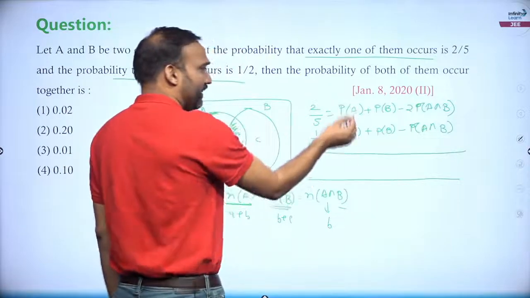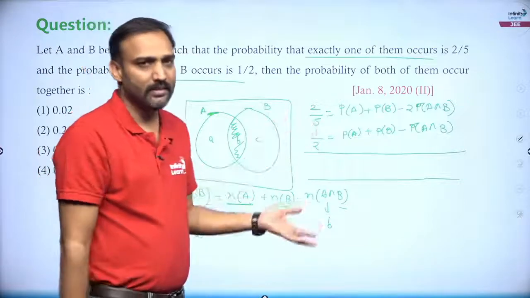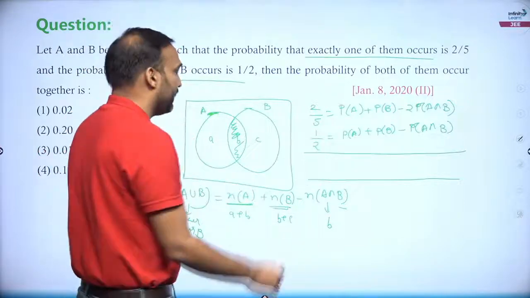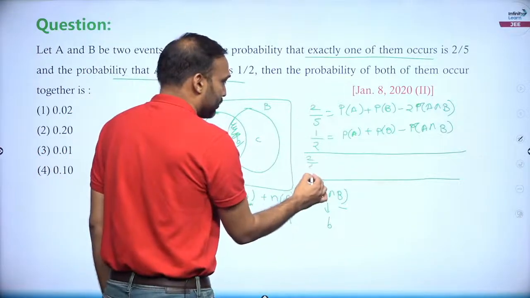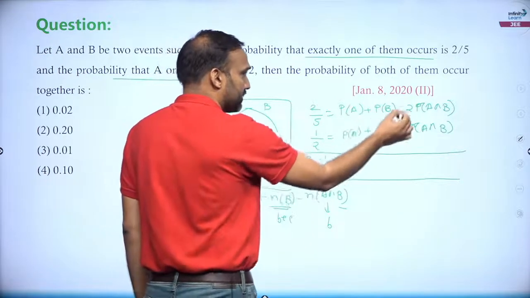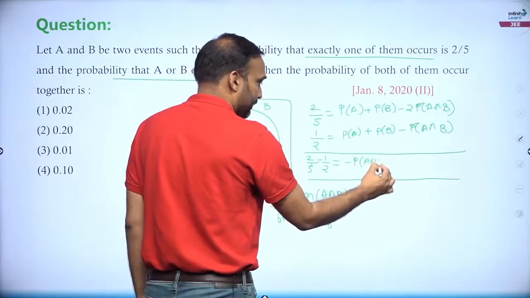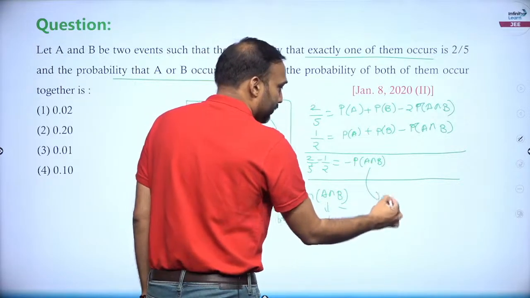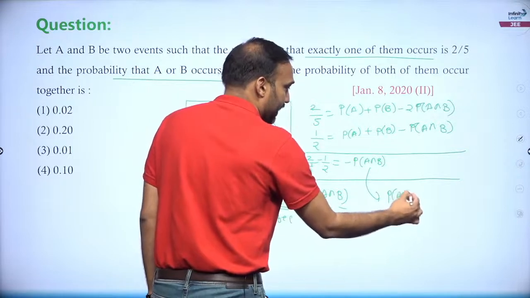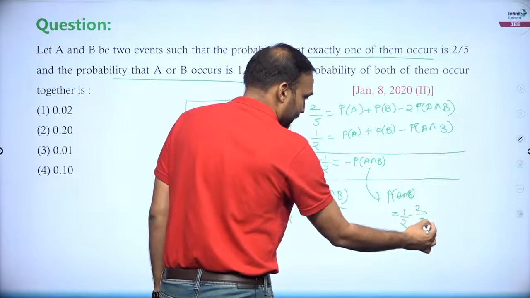So why don't we take the difference? If I take the difference, P(A) and P(B) will be cancelled out. We are left with P(A intersection B) on the right hand side. So if I take the difference, it becomes 2 by 5 minus 1 by 2, which equals minus 2 plus 1, which is minus of P(A intersection B). So from here P(A intersection B) is nothing but half minus 2 by 5.